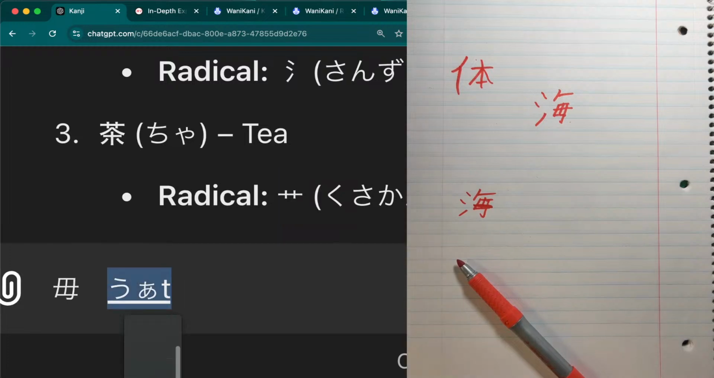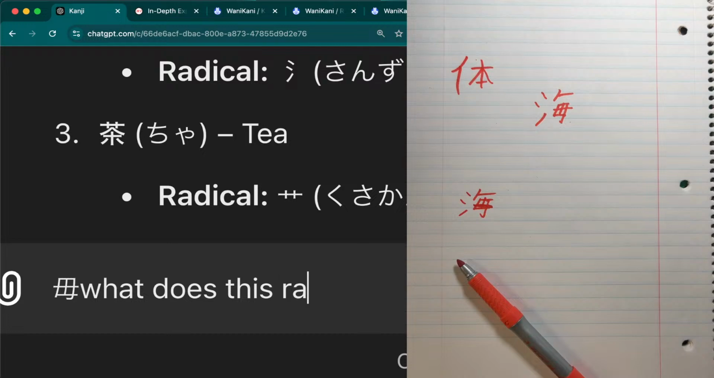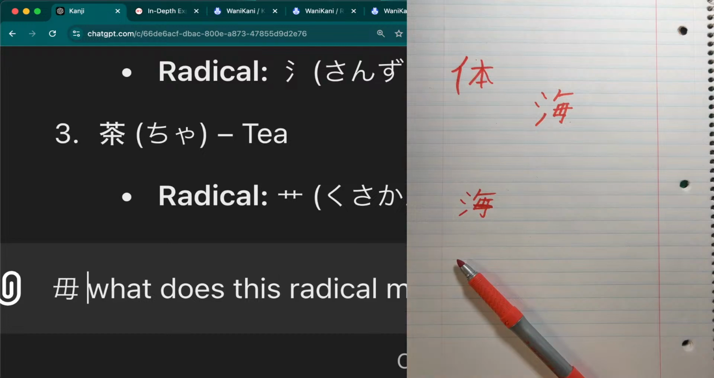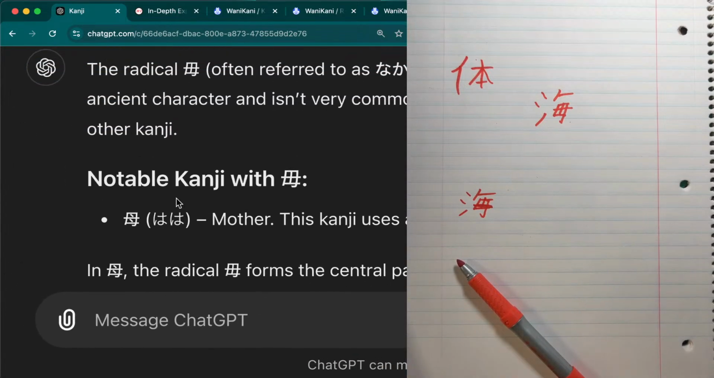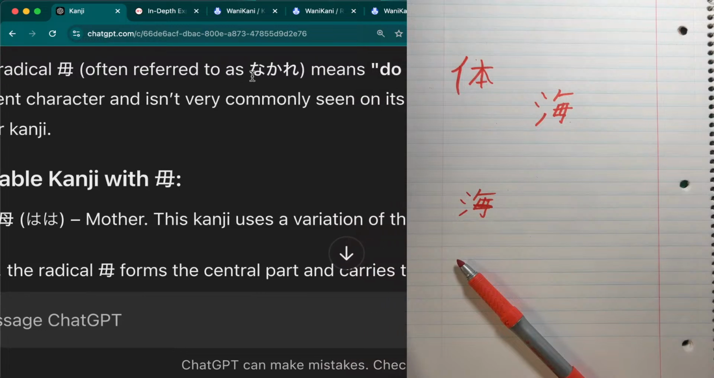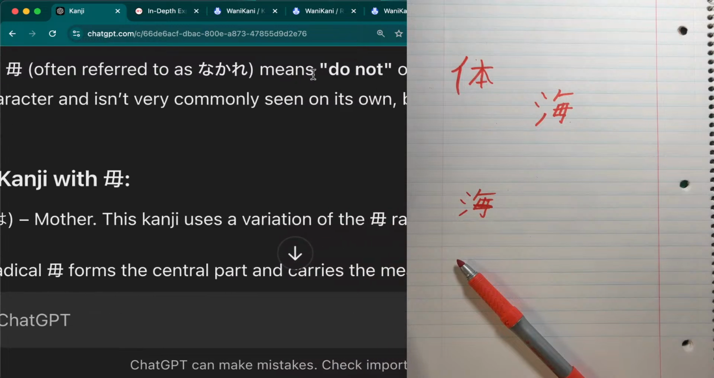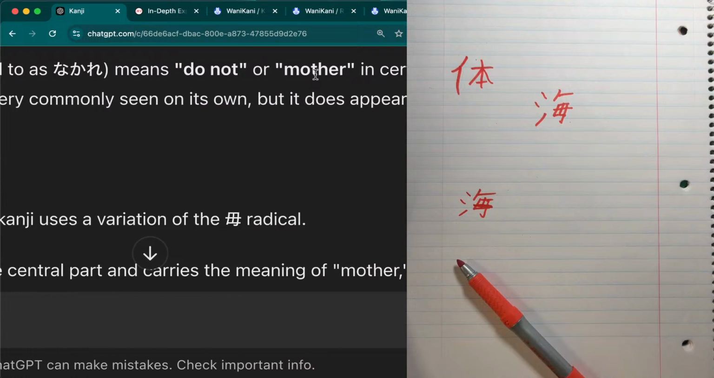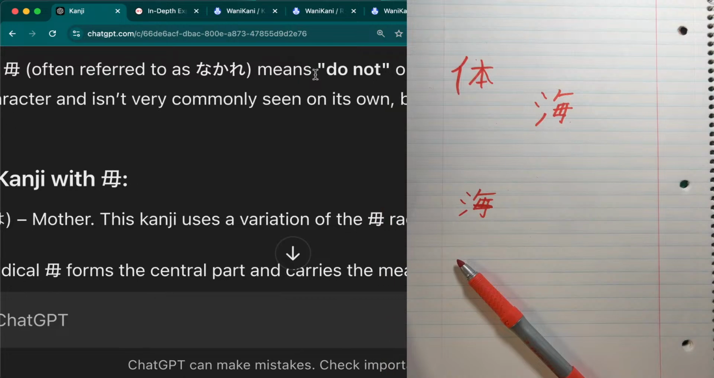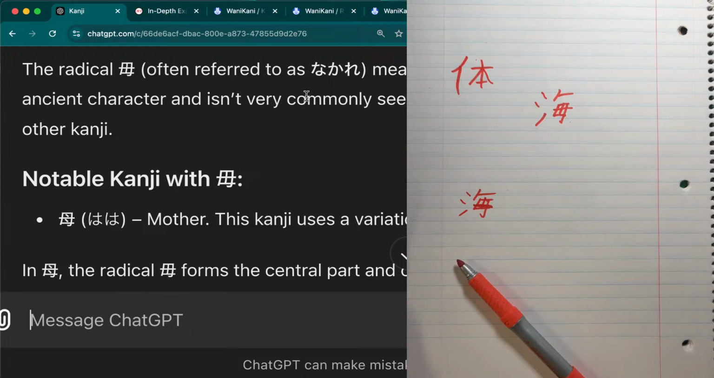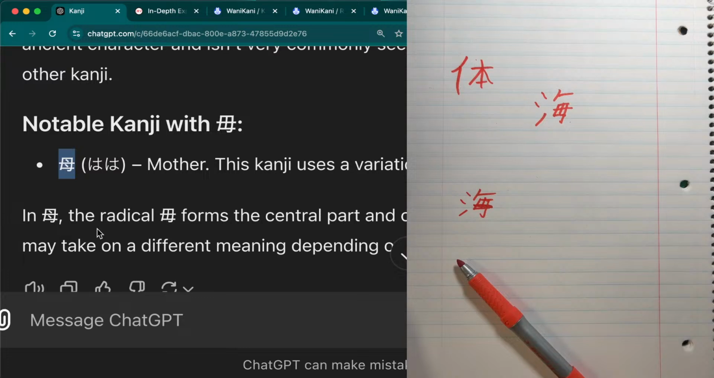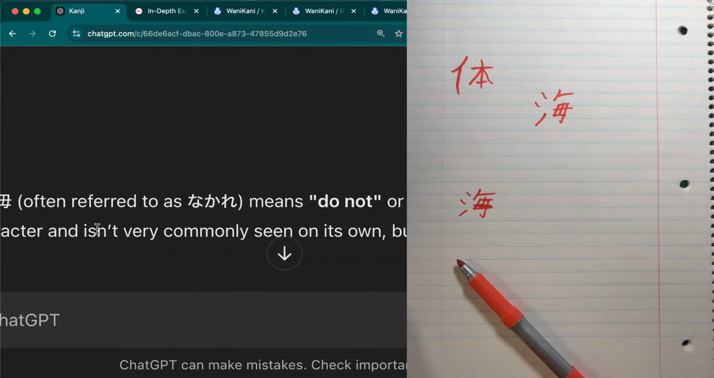Okay. What does this radical mean? Okay, they actually have a meaning for this one. Nakare means do not, or mother in certain contexts. It is an ancient character and isn't very commonly seen on its own, but it does appear as a component in other kanji. So it looks very much like mother, but without one of the lines in the middle. Okay, got it. Do not, or mother.